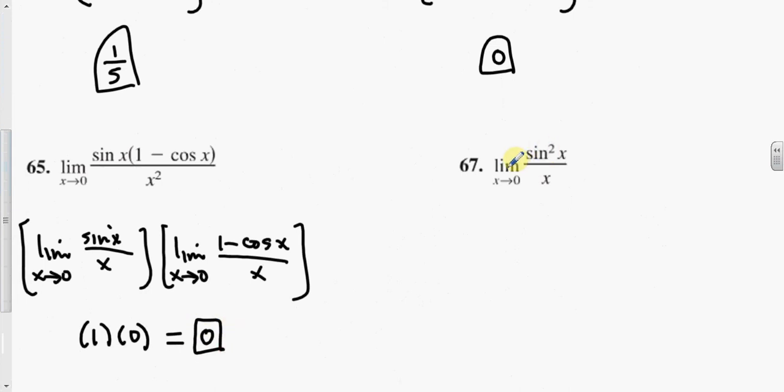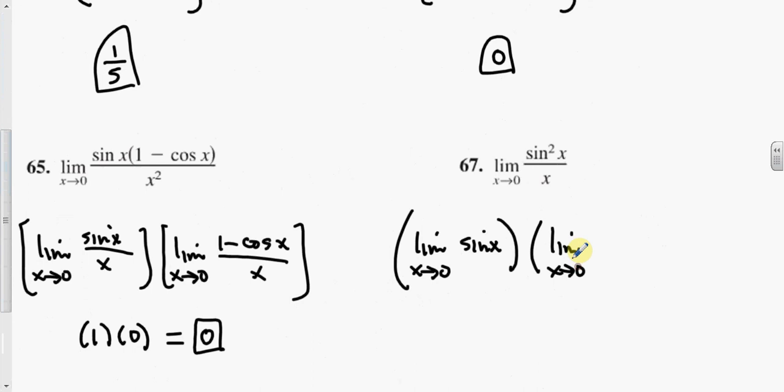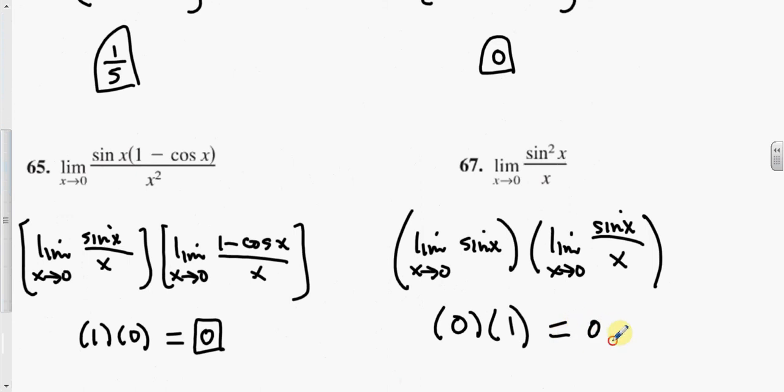Well, let's look at this one. This is the limit of sine x times the limit of sine x divided by x. So this is the limit as x goes to 0 of one of those sine x's times what we have left, the limit as x goes to 0 of sine x all over x. Well, the limit of sine x as x goes to 0 is just 0, times the limit of sine x over x as x goes to 0, which is 1. So we end up with 0.